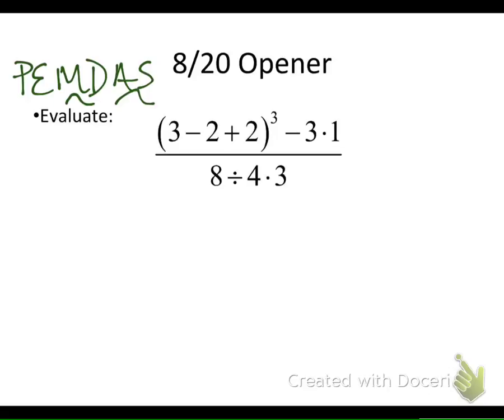Okay, so if I'm going to work in the parentheses, I'm going to do it like I'm reading. So what's 3 minus 2? And then 1 plus 2 is? Okay, so 3 minus 2 is 1, 1 plus 2 is 3. So I'm going to go ahead and rewrite that. I'm going to keep it in the parentheses, though, just to keep it separate from everything. You don't have to keep it in the parentheses. That's just my way of keeping myself a little bit more organized.